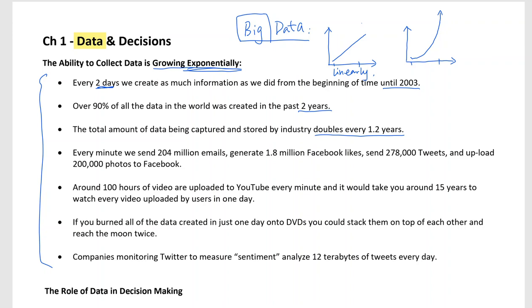Right, next, every minute we send 204 million emails, generate 1.8 million Facebook likes, send, let's count, 278,000 tweets, and upload 200,000 photos to Facebook. All right, so that's a lot, right? For every minute. It's not every day or every month or every year. It's just 1 minute.